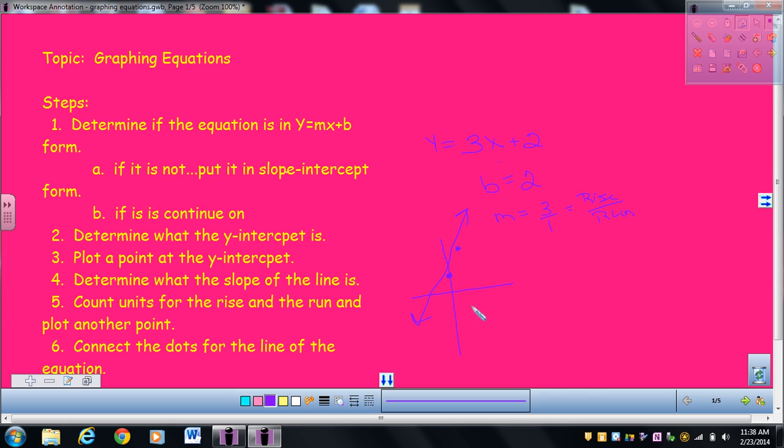Sorry, I don't have a ruler, so it's not really quite as straight as I'd like it to be, but you get the idea.